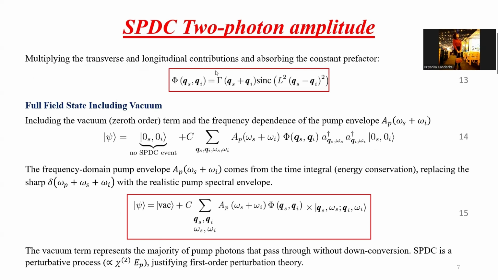Now multiplying the transverse and longitudinal contributions, we arrive at equation 13. This equation has a gamma factor that controls the sum of the momenta, enforcing momentum conservation, and the sinc function controls the difference, enforcing the crystal phase matching. Together, they determine which idler and signal momentum pairs are allowed. And equation 15, you can see here, is the full state, including the vacuum state, which represents that no down conversion happens. That is why SPDC is a rare process, proportional to the chi2 medium.